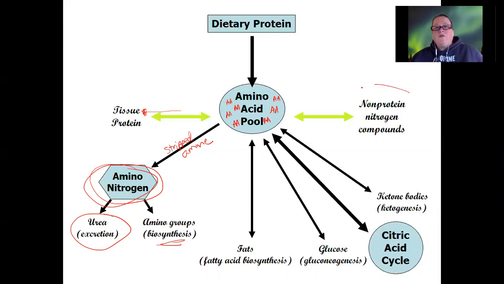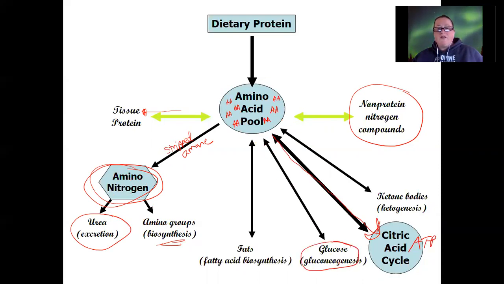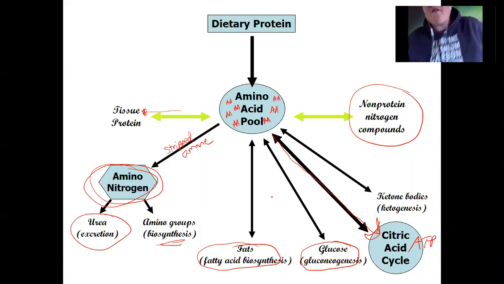Amino acids can form non-protein nitrogen compounds. They can enter the citric acid cycle and provide ATP. They can be used in gluconeogenesis to produce glucose, and they can also be turned into fatty acid synthesis or lipogenesis. So I'm just going to introduce this with just a few general points, and then we're going to look at a picture that I drew.